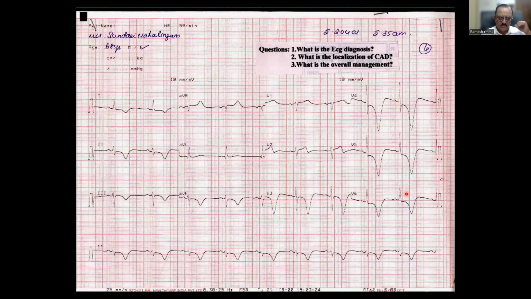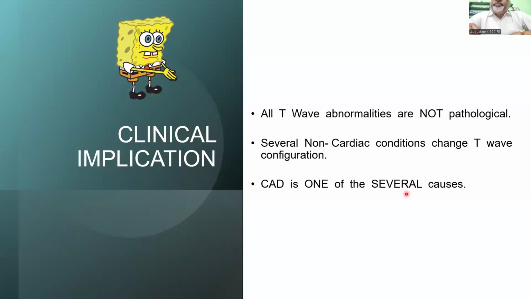Understand this. The clinical implication is that not all T wave abnormalities are pathological. That is what I said. It need not be a disease. It could be a normal variation also. Several non-cardiac conditions can cause T wave configuration abnormality.